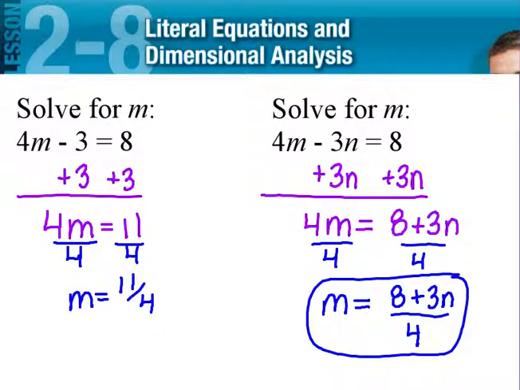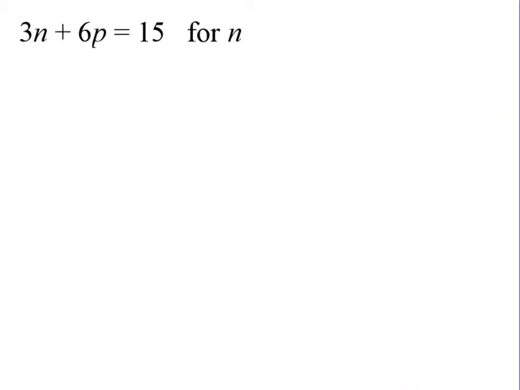So let's look at another one. 3n plus 6p equals 15, and we're going to solve that for n. So I'm going to get this baby all by itself. What's the first step? Subtract 6p. Very good. So I'm going to subtract 6p from both sides.